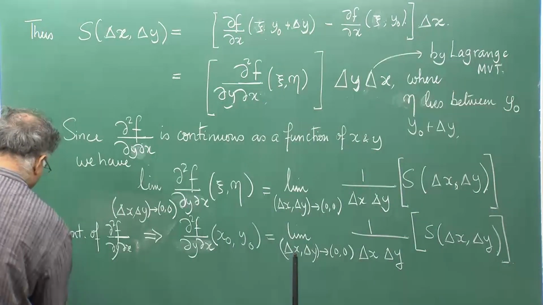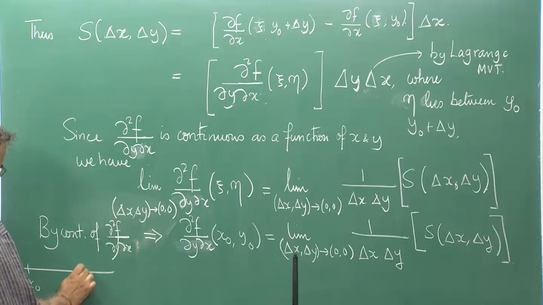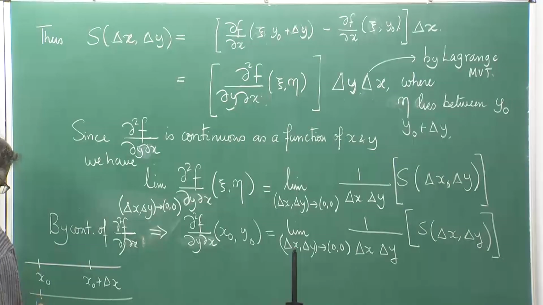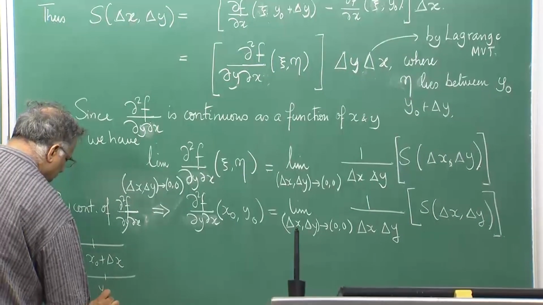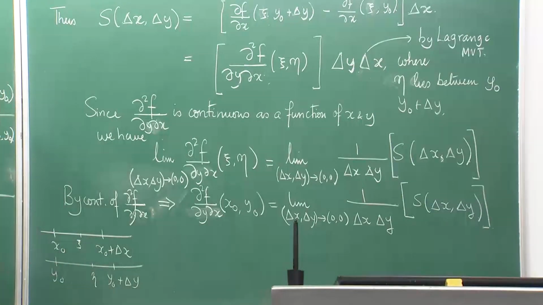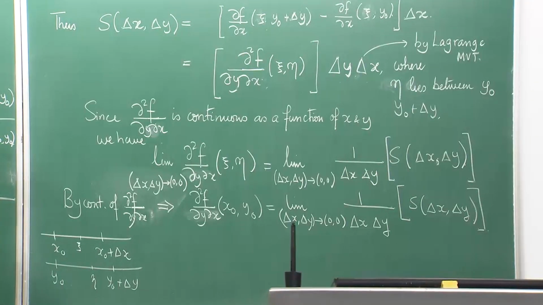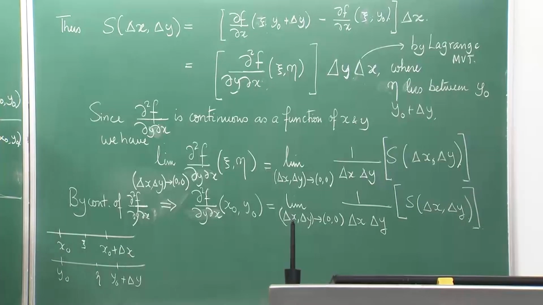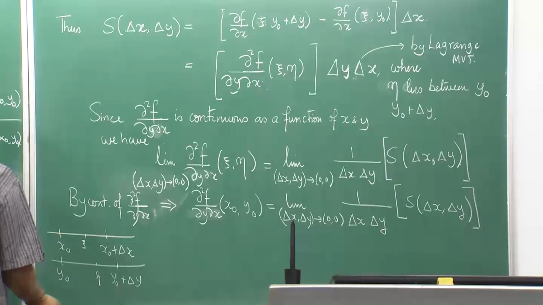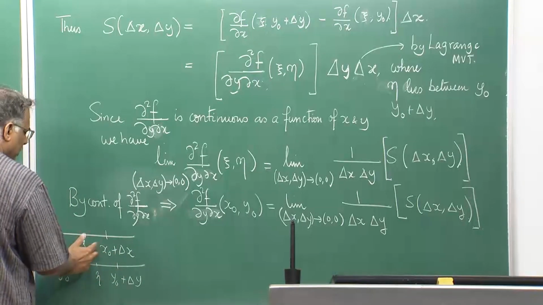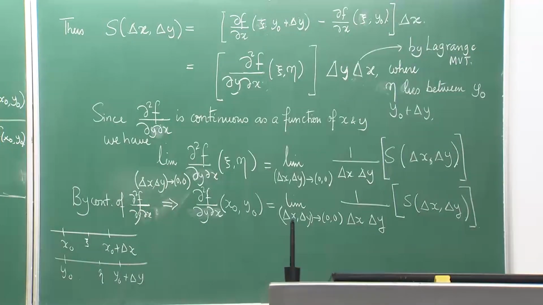Basically, just take x naught and y naught both positive for the time being, just for explanation. You have y naught and y naught plus delta y, and xi is found somewhere here, eta somewhere here. Now when you make delta y go to 0, y naught and y naught plus delta y coincide, and similarly x naught and x naught plus delta x coincide, because xi is lying between them and will be sandwiched between them.